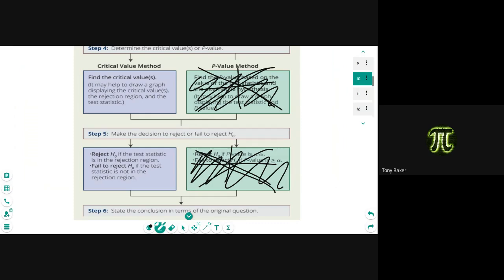And the last thing is, you want to state your answer in terms of what they gave you in the original problem. Don't just say I reject the null hypothesis, state I am rejecting this based on this data. It has to have meaning with the problem.